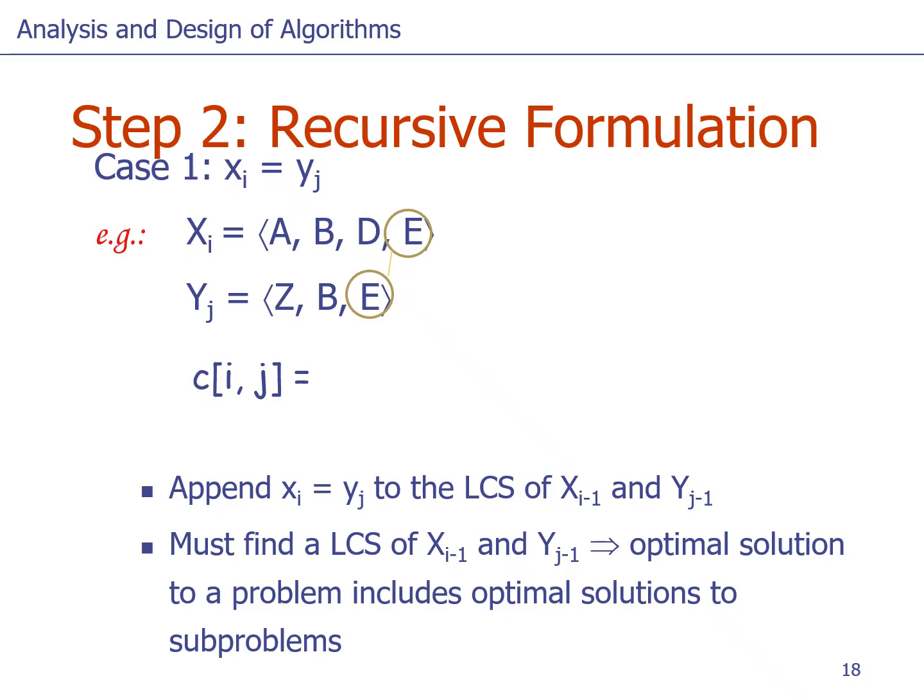So I will append the value that I have found already for ABD and ZB. I will append 1 to it, and this is what the formula is going to be. As you see, if I'm actually finding a matching pair, I will add 1, that's the plus 1 that shows up at the end, plus 1 to the optimal solution to the problem without the current letter in X and without the current letter in Y. So it's going to be C[i-1, j-1]. This is if they actually match.